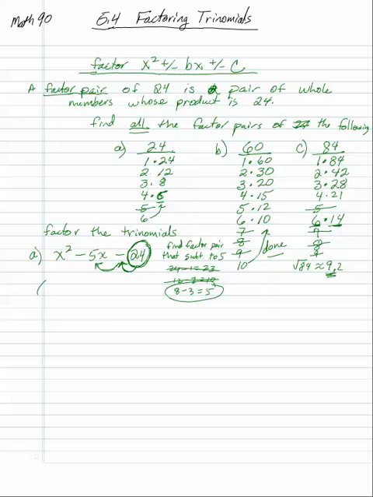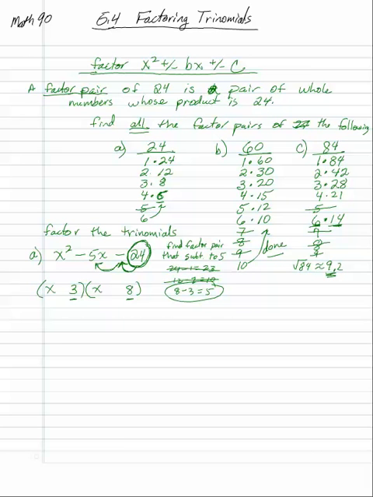So you make your two sets of parentheses, and remember we're doing basically the reverse of FOIL. To get the x squared for the first term, that's x times x. To get the 24, I need these two numbers to multiply to 24, so that's why I think through all the pairs. We decided it was 8 and 3, or 3 and 8. It doesn't matter which order you put it. What does matter is getting that middle term when we FOIL.